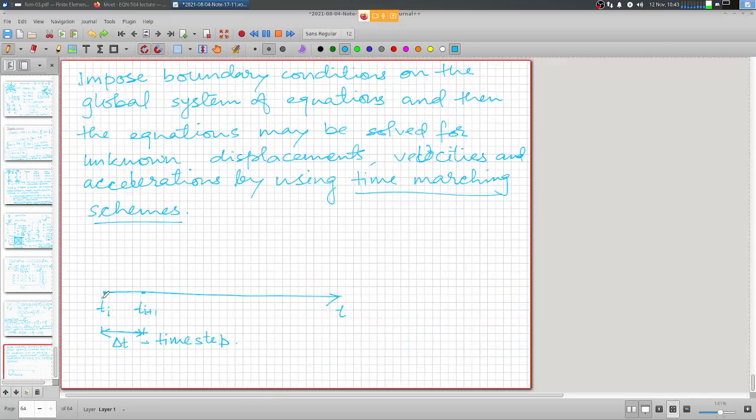The time marching scheme: we start with one time and then project the solution, establish equilibrium at this time instant. We know all the displacements, velocities, acceleration at this time instant now. Now knowing all the quantities here and the applied forces at the next time instant, we find out what should be the displacement, velocities and acceleration at the next time instant, so as to establish the dynamic equilibrium, so that the system remains in equilibrium at each of these time instants.